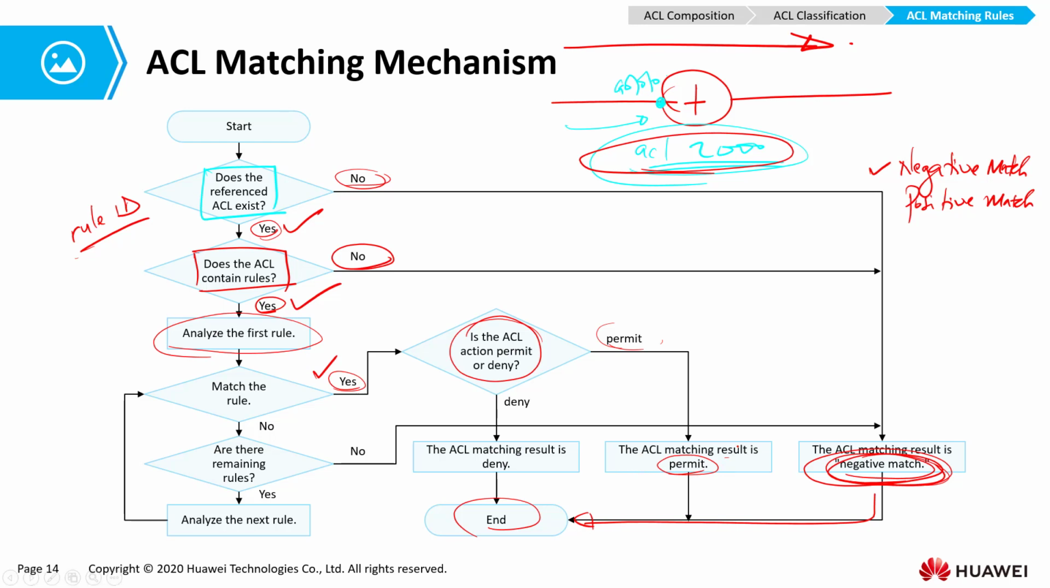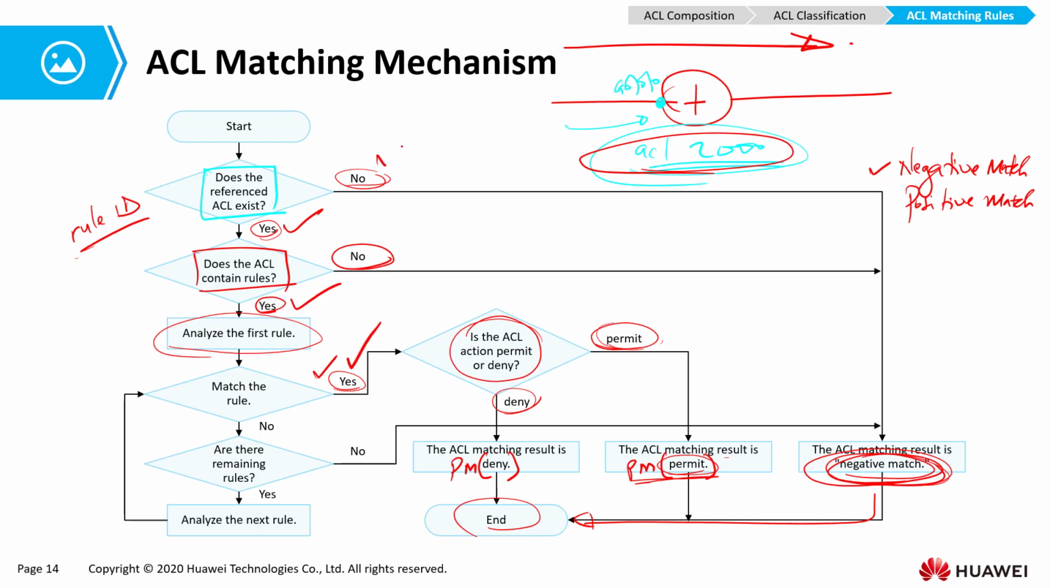So positive match has two results: positive match permit and positive match deny. So this is positive match permit and this is positive match deny. So when the rule is a permit rule and it has been matched, the ACL matching result is a positive match with permit. If it is a deny rule, then the ACL matching result is positive match deny, and we go right to the end once we match. Notice in this that once a rule has been matched, we shall go to the end.